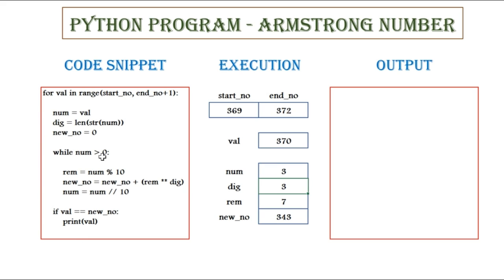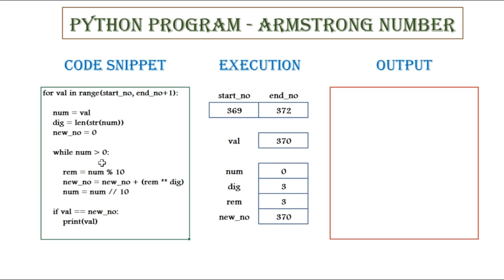While 3 greater than 0, that is true. So the remainder is now going to be 3. New number will be 343 plus 3 power 3, which is 3 into 3 into 3, that is 27. So 27 will get added to this new number and it becomes 370 now. The value in this number is now going to be 0. The while loop will no longer get satisfied.